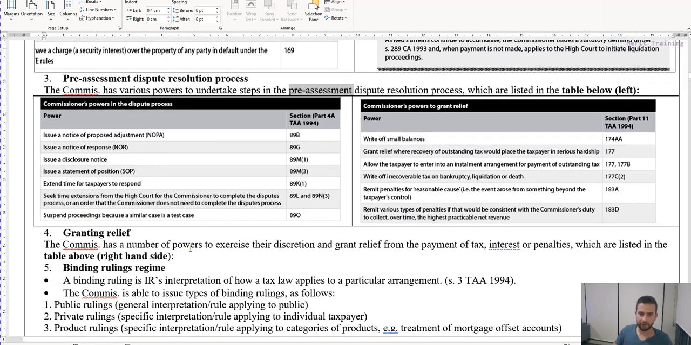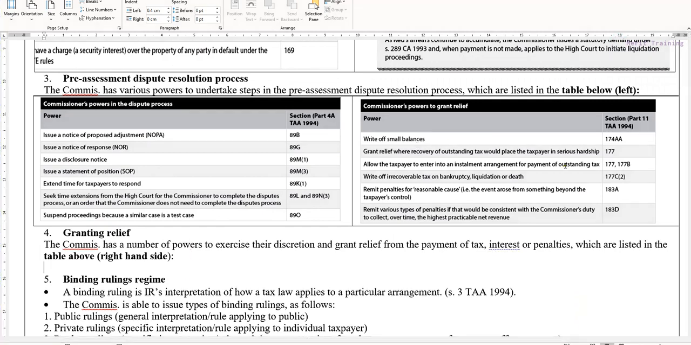And then finally, point 4, which is granting relief. Just like the Commissioner has a lot of negative powers in that they can ask you to pay more tax, they can audit you, they can request files, they can increase the payment amounts, they can do a lot of bad stuff, but they can also do good things as well, which is they have the power to exercise their discretion and grant relief.